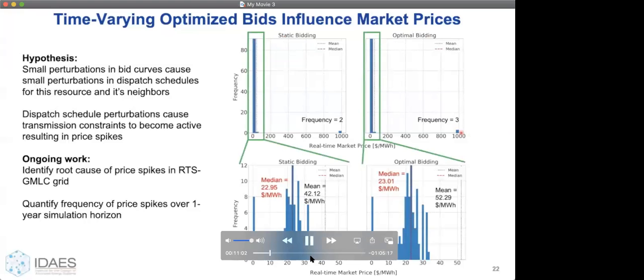And what's happening with this extra price spike here is it's shifting the median and it's shifting the mean. And this big shift in the mean by about a factor of 10, that's what's driving that 4% increase in revenue. So our hypothesis is these small perturbations in the bid curve are causing the dispatch schedules to be slightly different. And this is causing some transmission constraint to be active, which is causing these price spikes.